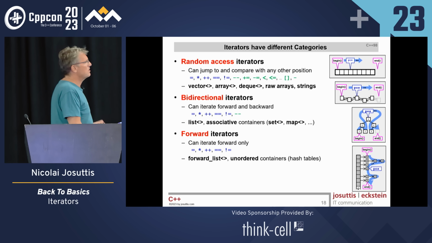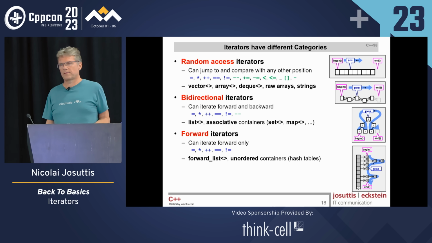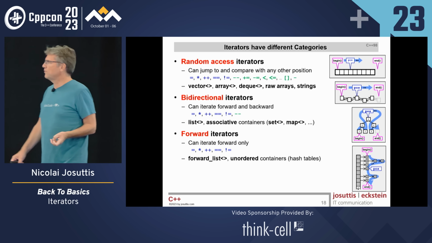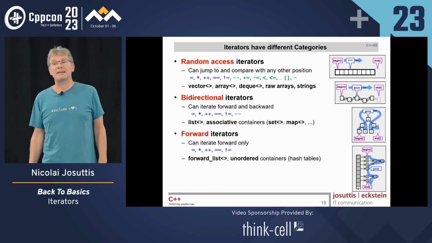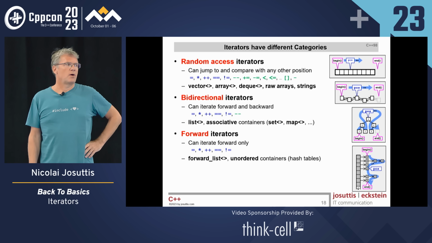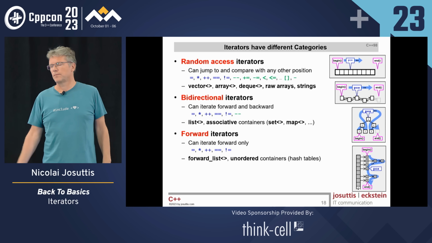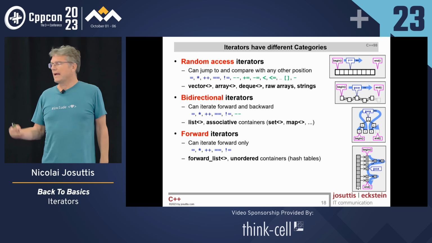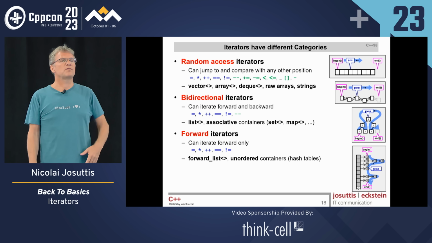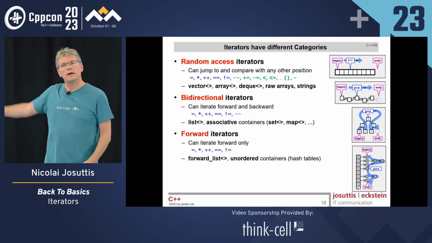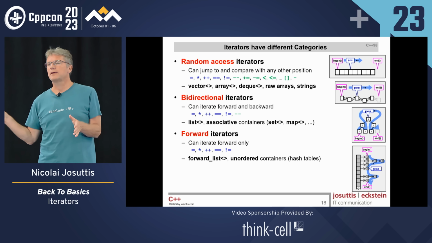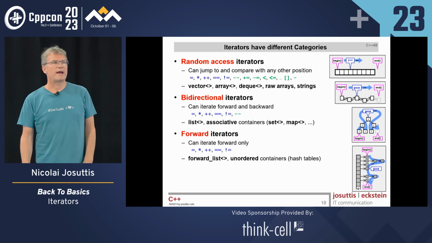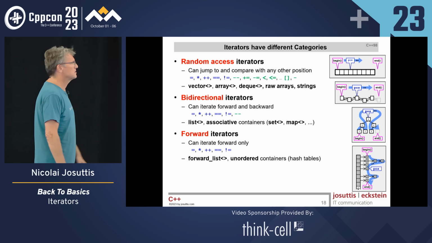But there might be containers where you can only go forward. We have that for singly linked lists. They have no backlink in each element. And hash tables, by the way, also only have iterators where you can go forward. The reason is that hash tables internally use linked lists. You see that there. It's an array of linked lists. And that linked list can be a singly linked list. So therefore, we don't have bidirectional iteration there.